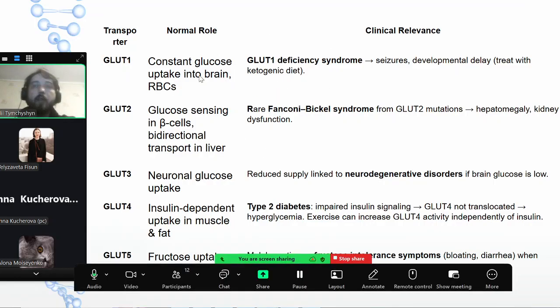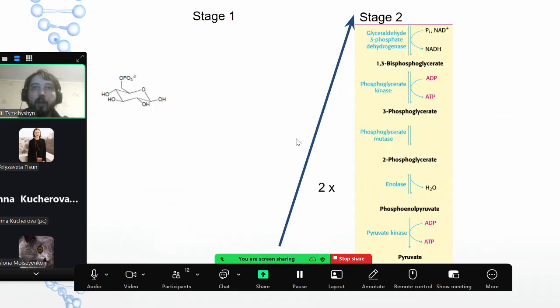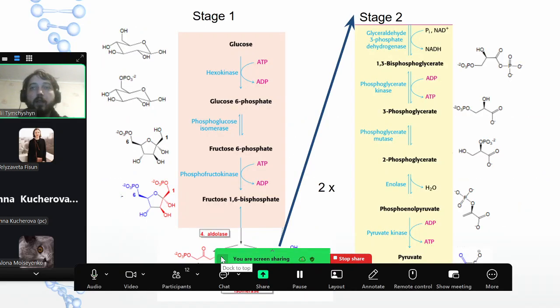Good. Here are examples of the normal role and clinical relevance of these different transporters, so basically what happens when they are broken. I'm not going into that. And here is the biochemical pathway that we will now consider in detail, at least as detailed as we will be able to with the time of the lecture given.